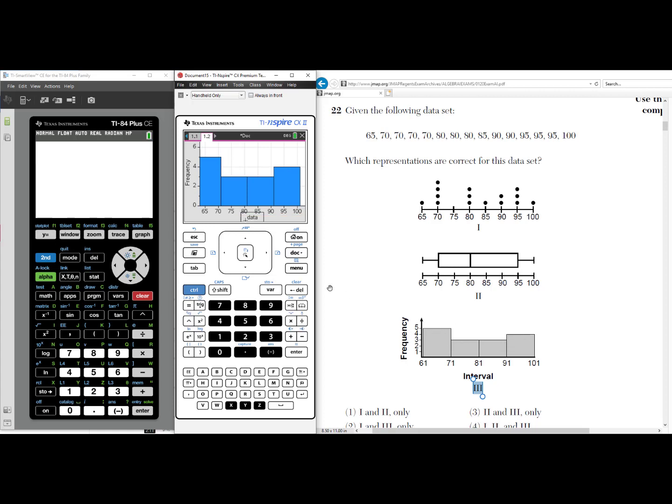3, 3, 4, 5, 3, 3, 4. So we will agree with answers 1, 2, and 3, option 4 for number 20. As the TI-84 Plus does not have a dot plot, I would not recommend using the TI-84 for this example.